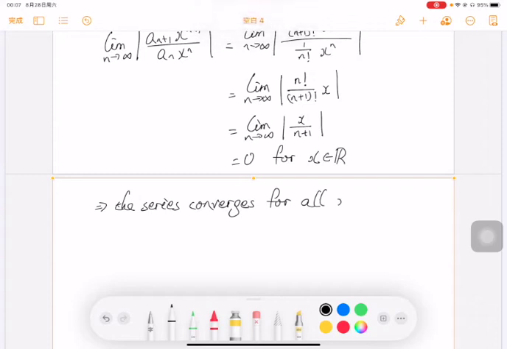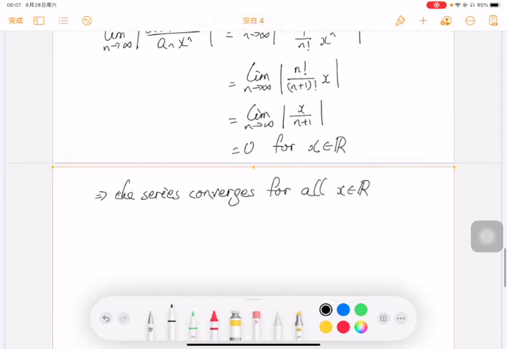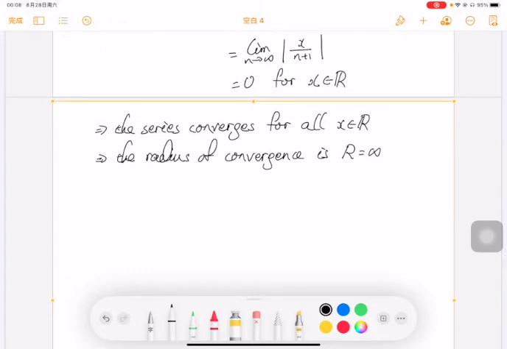For all real number x. And so that's actually the third case in the convergence theorem. And it's equivalent to say that the radius of convergence is r equals infinity. Right? Because it's a real line, you can consider the real line as an interval with radius infinity.